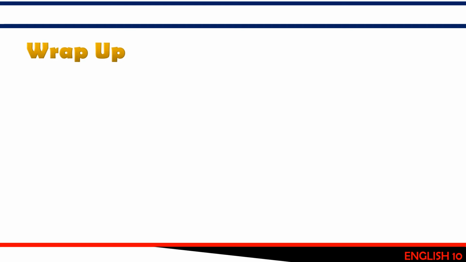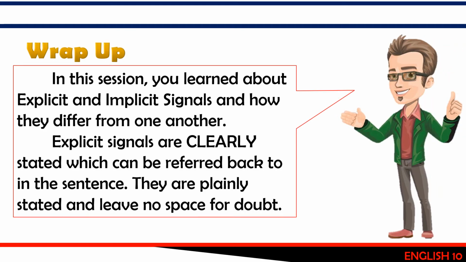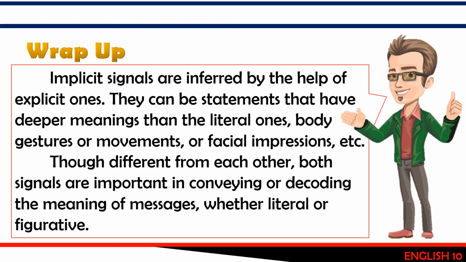To sum it up, in this session, you learned about explicit and implicit signals and how they differ from one another. Explicit signals are clearly stated, which can be referred back to in the sentence. They are plainly stated and leave no space for doubt. While implicit signals are inferred by the help of explicit ones. They can be statements that have deeper meanings than the littler ones. Examples are the body gestures or movements or facial expressions. Though different from each other, both signals are important in conveying or decoding the meaning of messages, whether literal or figurative.